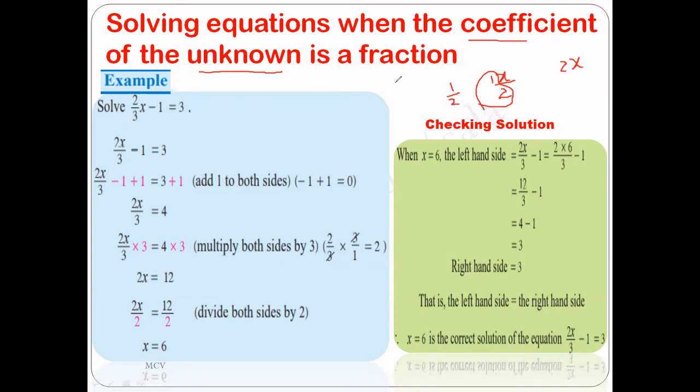If we write this way, what is the coefficient of that term? 2x over 3. What is the coefficient of that? Then the coefficient is this part. 2 over 3 is the coefficient. So solving an equation when the coefficient of the unknown is a fraction. Here the coefficient is 2 over 3. That is a fraction.